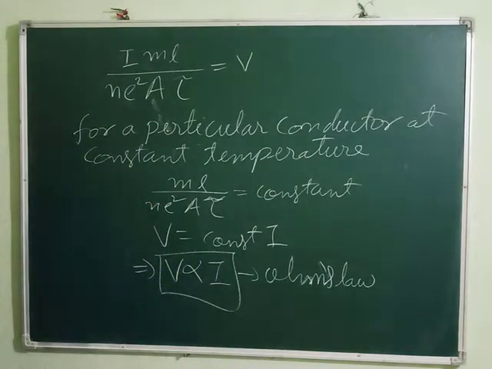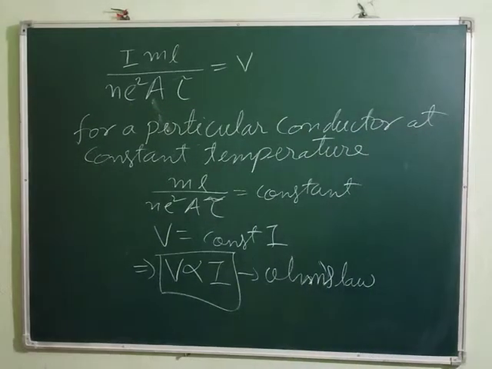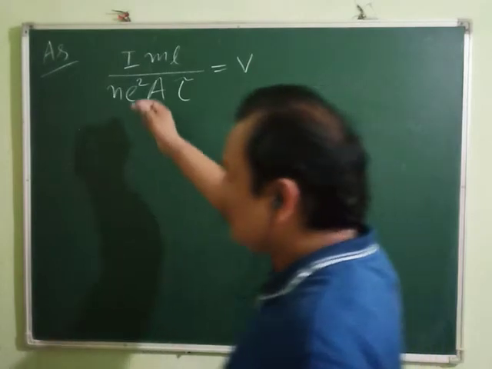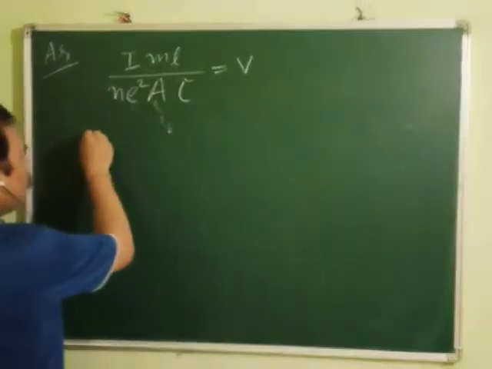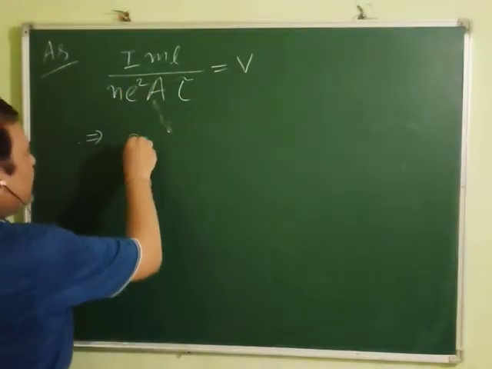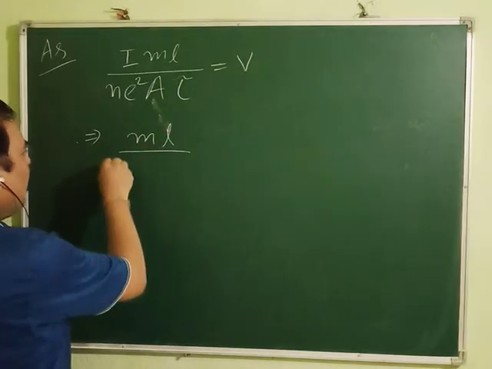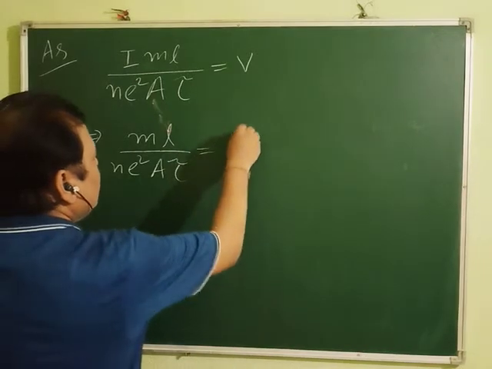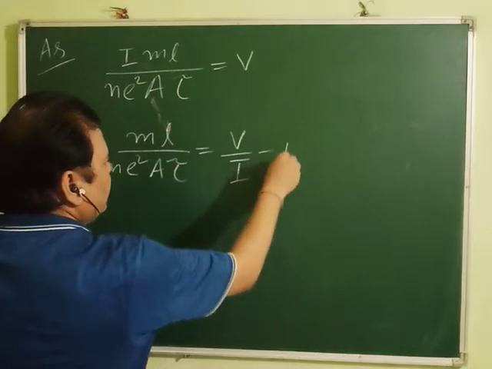Now once we have got our Ohm's law, can we find out the expression for resistance? Let's try. As we know this one, from here can we take this to that side? So we are left with ml upon n e square A tau, and that is equal to V upon I. This is our equation number 1.